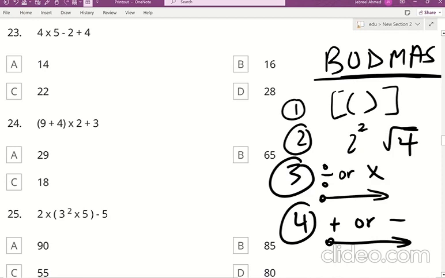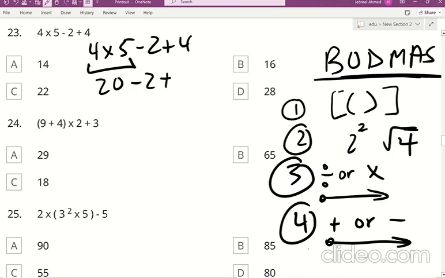So 4 times 5 minus 2 plus 4. I have to start with multiplication. 20 minus 2 plus 4. 20 minus 2 is 22 plus 4 equals 20. What did I do wrong? Sorry. 20 minus 2 is 18. 18 plus 4 is 22.